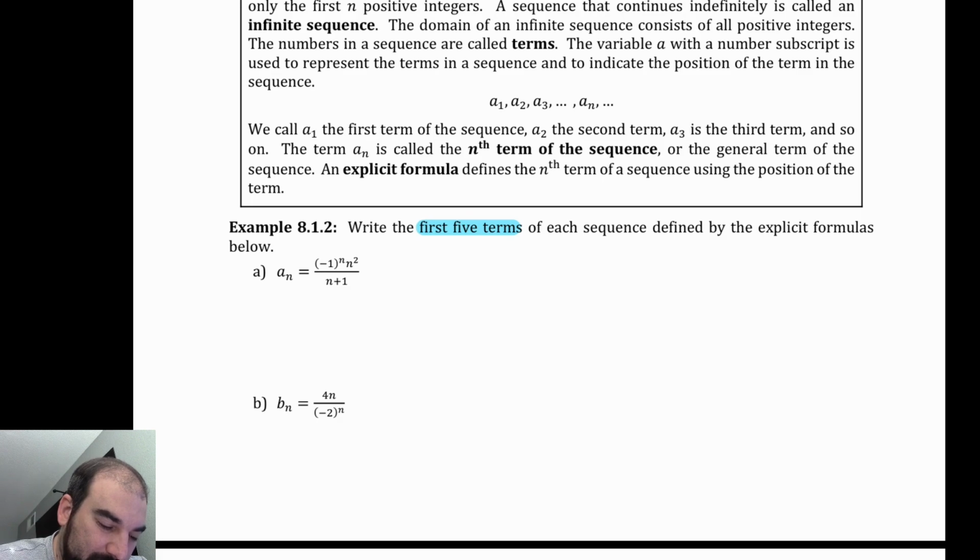You can write it as a sub 1 equals whatever, and to find a sub 1, I'm replacing my subscript of n with a 1, which is just like plugging in 1 for n, right? So to find a sub 1, we plug in 1 into our formula. So negative 1 to the 1 power times 1 squared divided by 1 plus 1. And that ends up being a negative 1 on top and a 2 on the bottom. So we get negative 1/2.